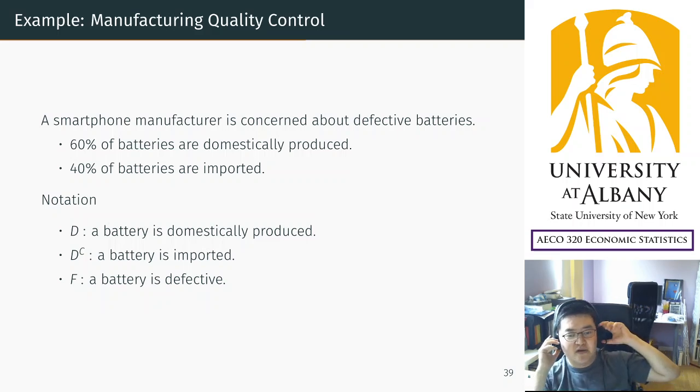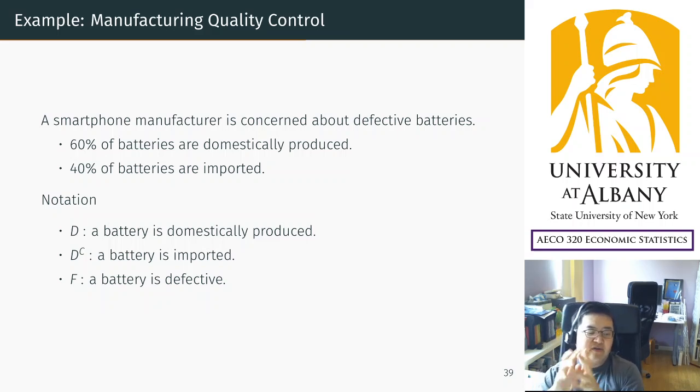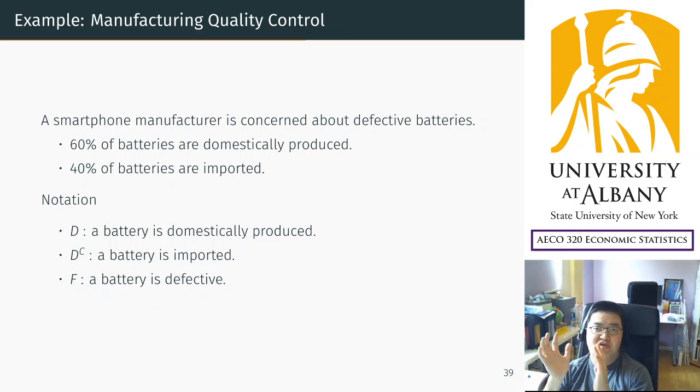Hello, this is the second part of Chapter 2 about conditional probability. In the last lecture, I introduced the definition of conditional probability, and I gave you several examples where conditional probabilities are more appropriate, especially to compare two different groups or to study the relationship between two variables.